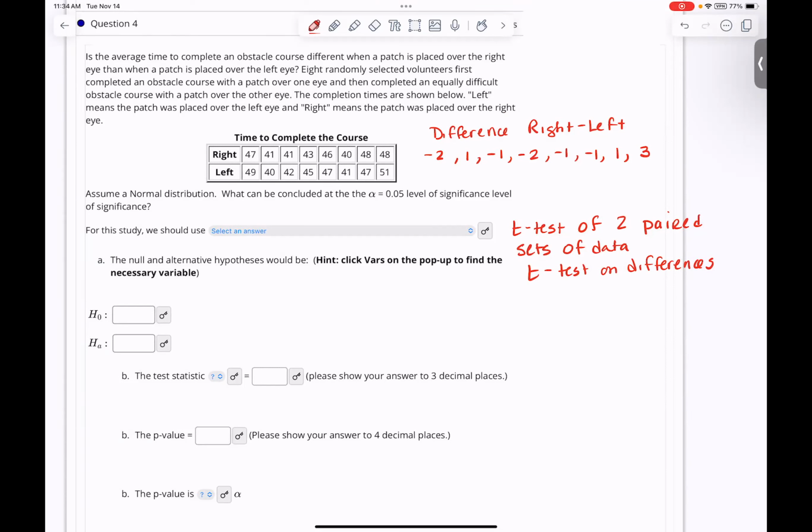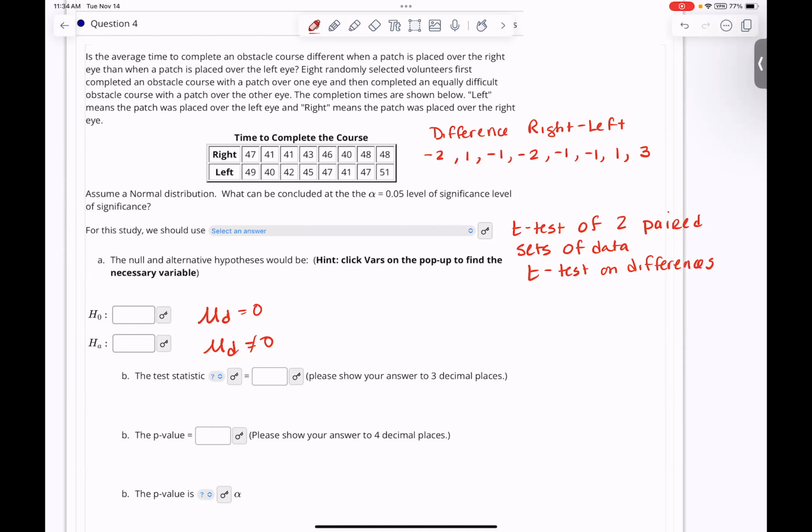And what are my two hypotheses? Well, if I'm looking at the difference between these two sets of data, then I'm going to look at the difference being 0 or the difference not being 0, because they just want me to test if there's a difference between the two values. Okay, so I'm going to run a t-test on these differences.